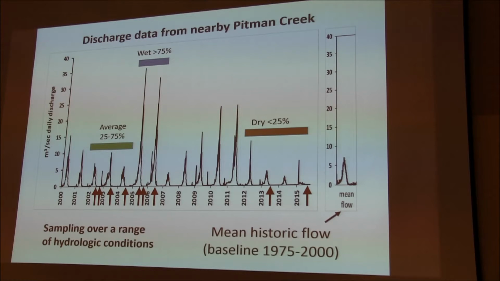We're calling these wet, average, or dry based on comparison to the average hydrograph, which you see for historic flows represented by a 25-year period just prior to our studies on Pittman Creek. So defining a dry period is less than the 25th percentile of the flows in that historic range, or wet periods is greater than 75% of that historic flow period, and the average is in between those. So that frames where our observations are.